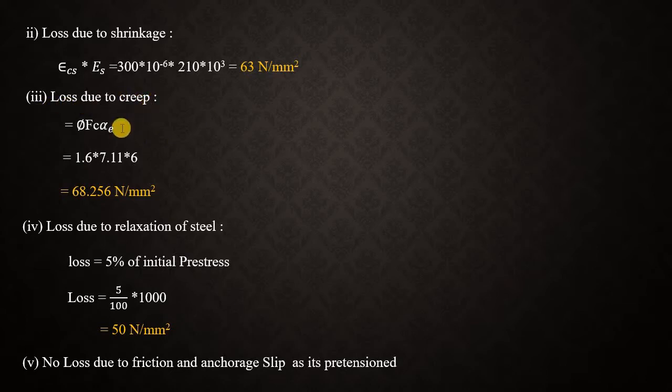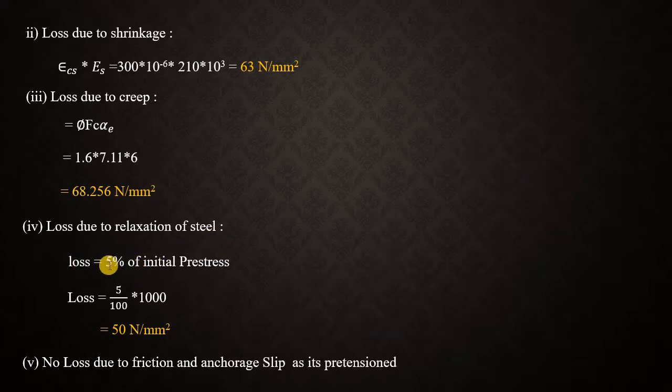Third one is loss due to creep. Formula is phi fc into alpha E. We have calculated fc, we have calculated alpha E. Phi is given in the question. So substituting, we will get 68.256 Newton per mm square. The fourth loss is loss due to relaxation of steel.